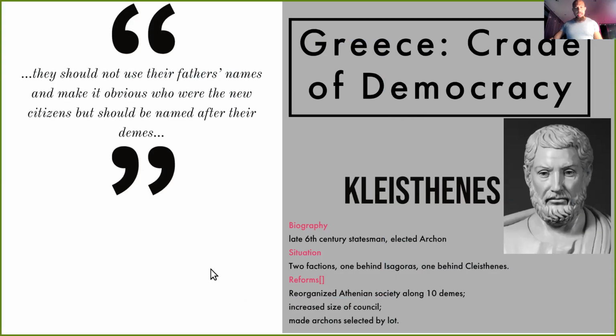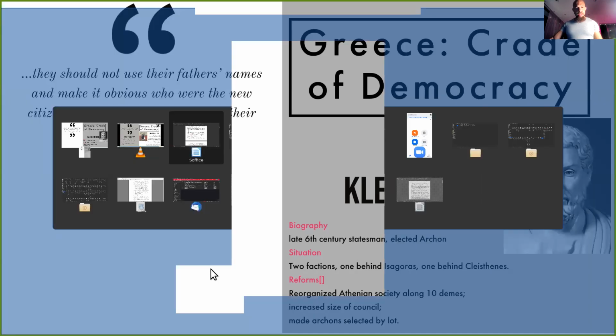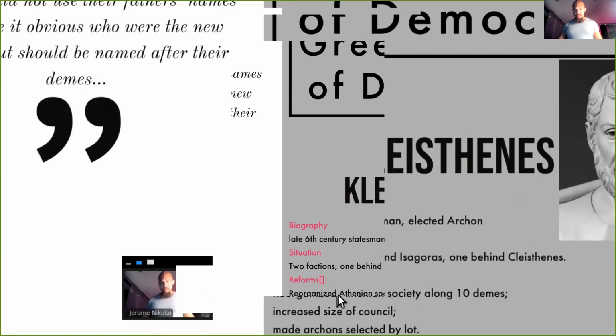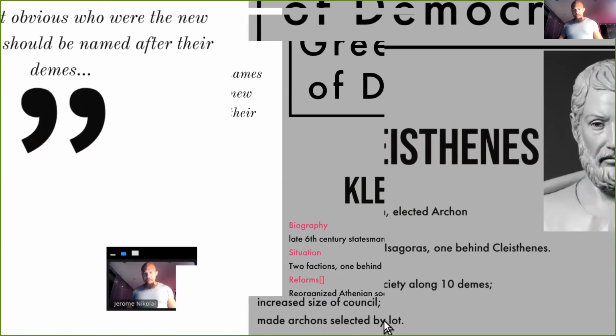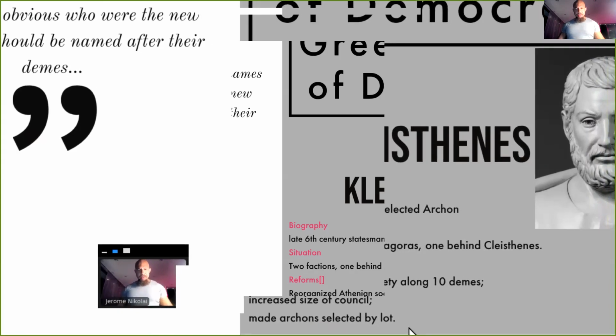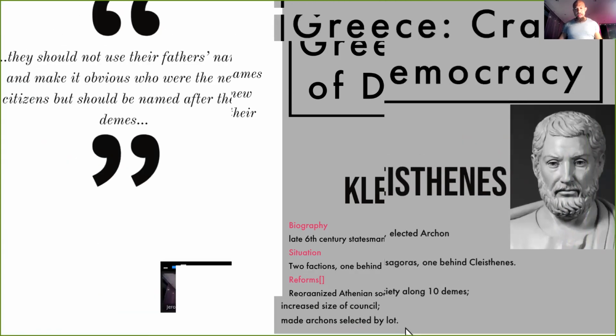Thus, Kleisthenes actually engaged in some quite, one might say, opportunistic appeals to commoners. This allowed him to retain power and engage in a series of very fundamental reforms. So just very briefly, he reorganized Athens into 10 tribes, whereas before it had been 4. He increased the size of the council from 400 to 500, and he made archons to be selected by lot.